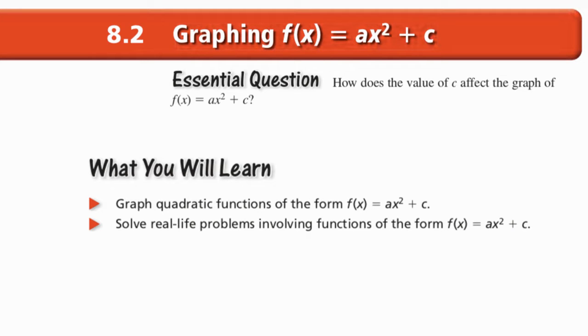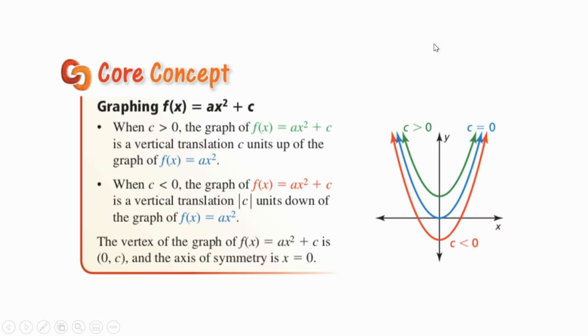This lesson is going to expand on the topic we previously discussed, which was graphing ax squared. Today, we're going to talk about what happens when we include the c value. So the c value is going to shift the graph up or down. If c is positive, the graph will shift up. If c is negative, the graph will shift down.